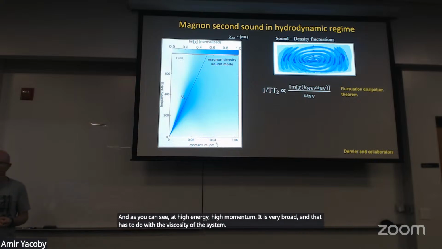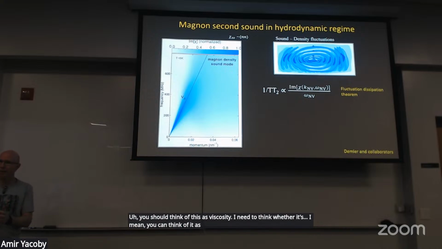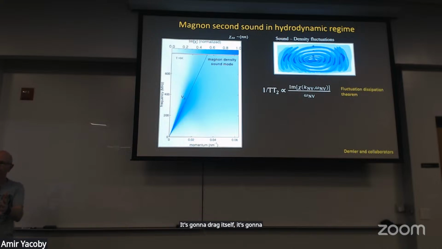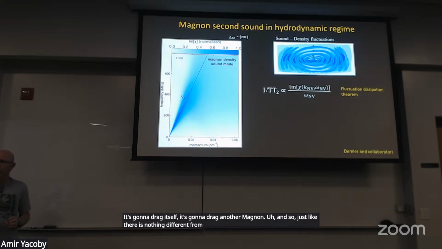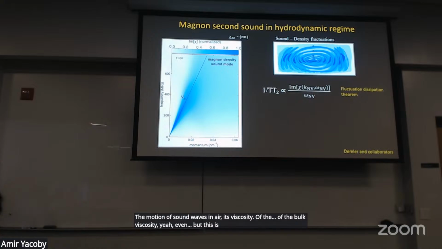Yeah. So should I think of that as bulk viscosity, as a transverse viscosity, or as scattering? You should think of this as viscosity. I need to think whether it's, I mean, you can think of it as transverse viscosity. Basically, if I have a magnon that's moving fast, it's going to drag another magnon. And so just like this, there's nothing different from electrons or viscosity in air, if you like. It's what dampens the motion of sound waves in air. It's bulk viscosity. Yeah. But this is 2D, but yeah, it's bulk.